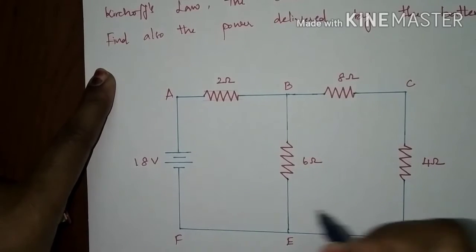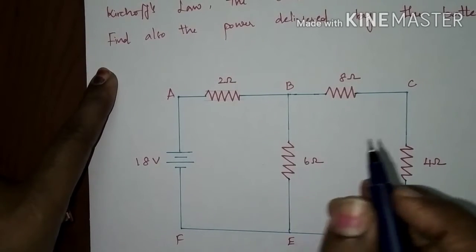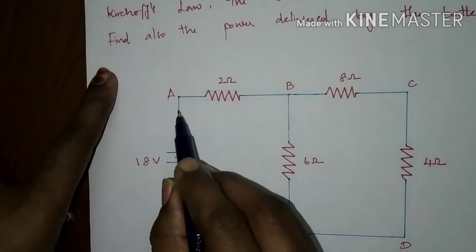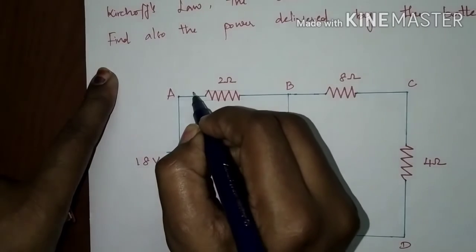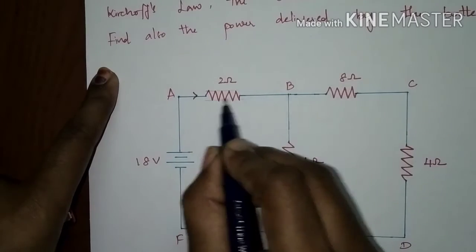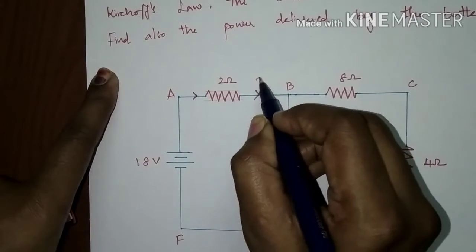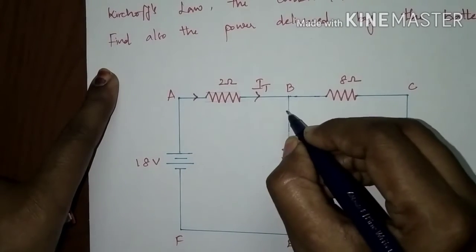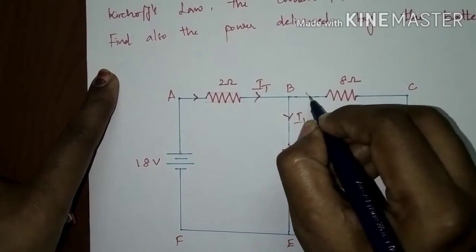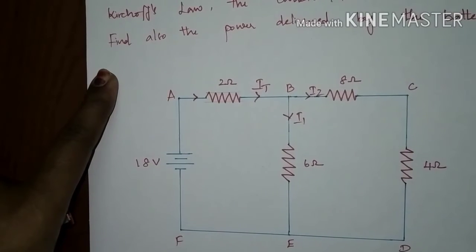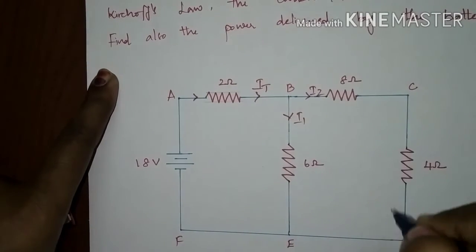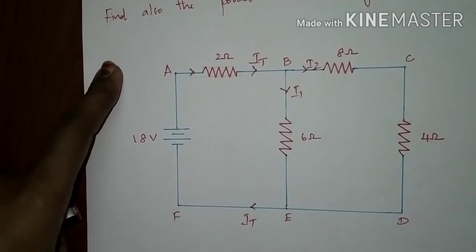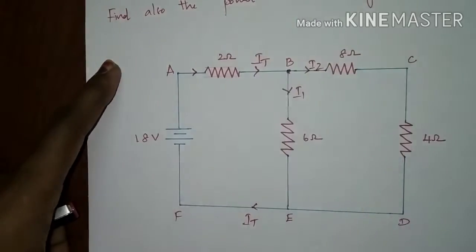To solve the circuit by using Kirchhoff laws, first assume the current is flowing from here. The total current I flows here. Assume it as I total or I1. This I total will be divided as I1 and I2 here. Again this I1 and I2 will get added here as I total, right? So this is a principal node here.